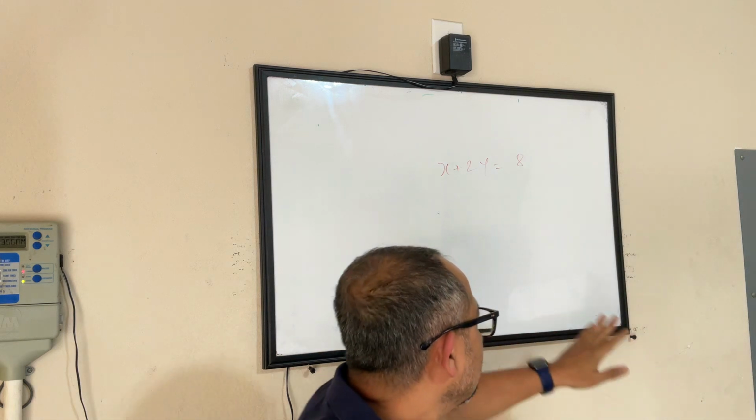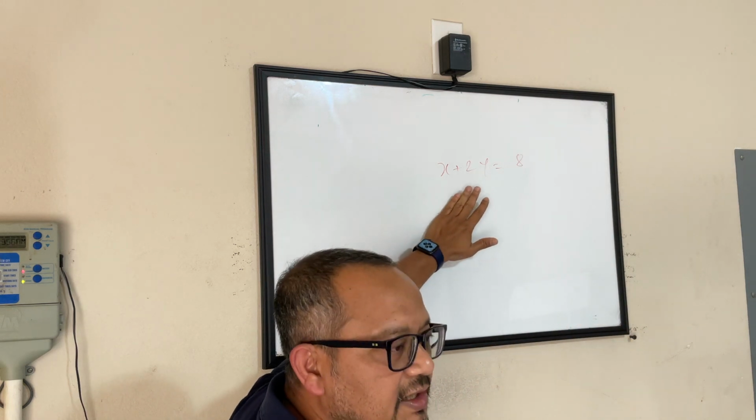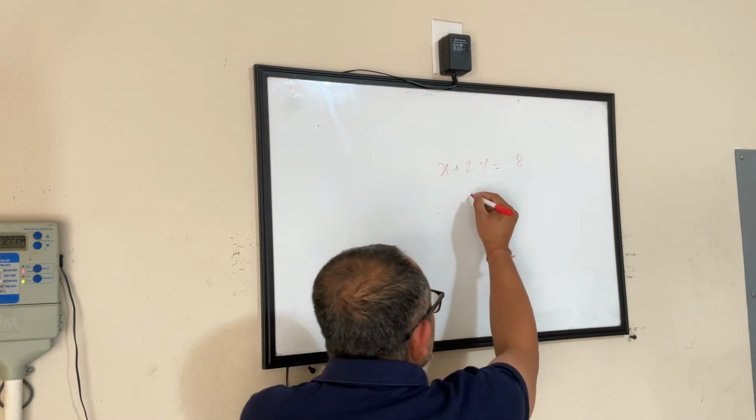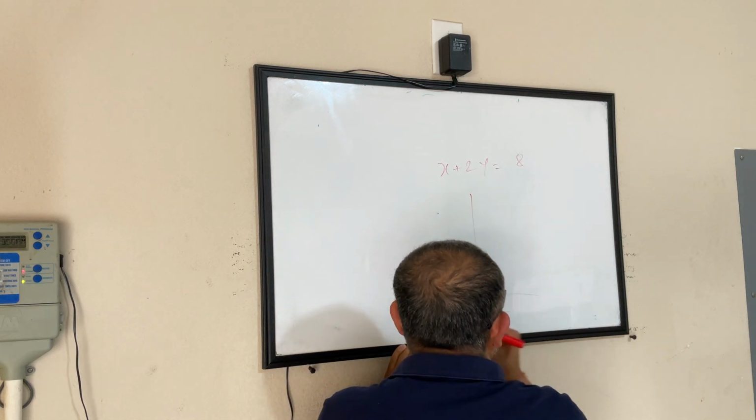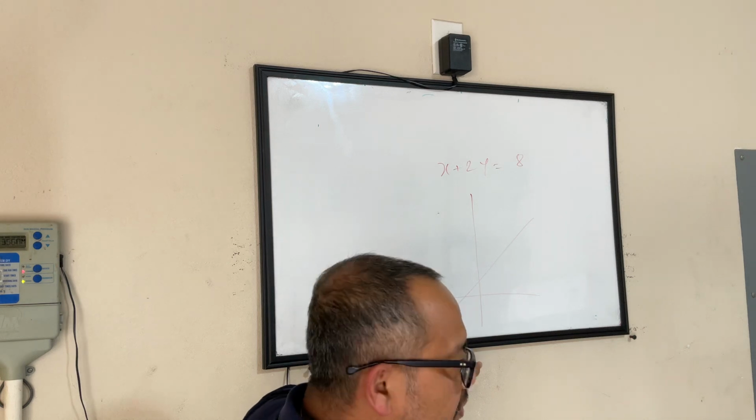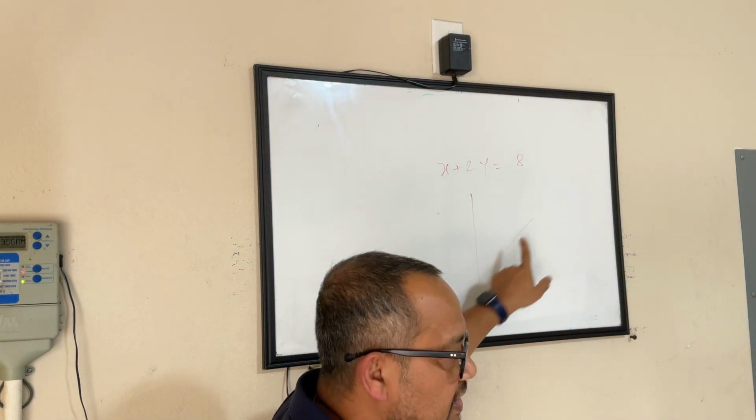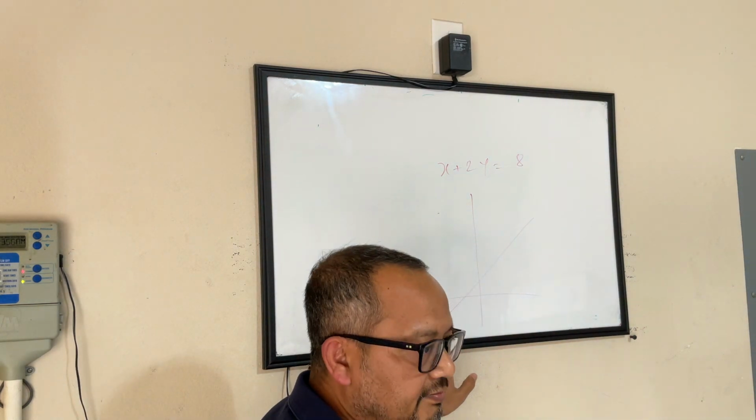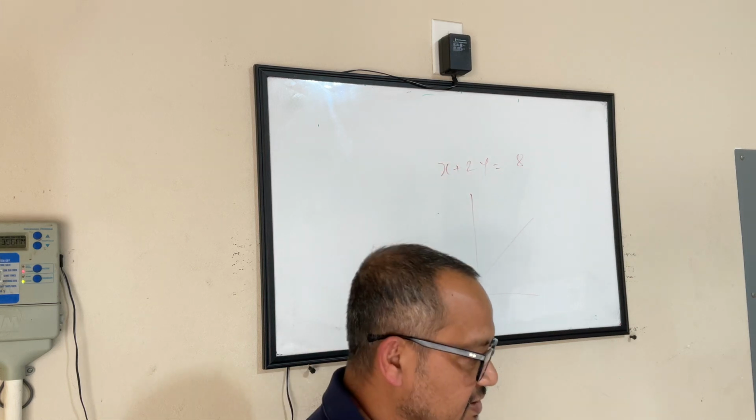Yeah. So a linear equation is an equation that helps us draw a straight line. If I find different combinations of x and y values and put them on a coordinate plane, it will help me draw a straight line. That's why it's called a linear equation.